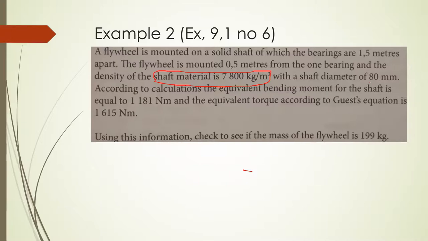With a shaft diameter of 80 millimeters, according to calculations, the equivalent bending moment of the shaft is ME, and they are giving us the torque, TE. Use this information to check to see if the mass of the flywheel is 199. In other words, they are giving us that the mass of the flywheel is 199. Prove it. Let's get our data. The diameter is 80 millimeters. The length is 1.5. ME is 1181. TE is 1615. It's given.